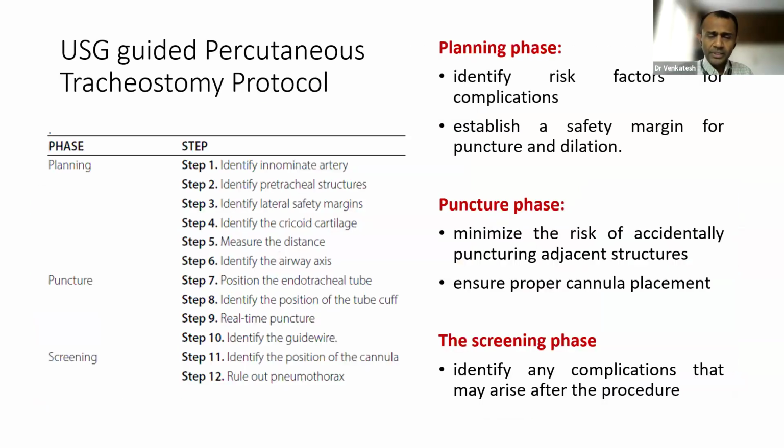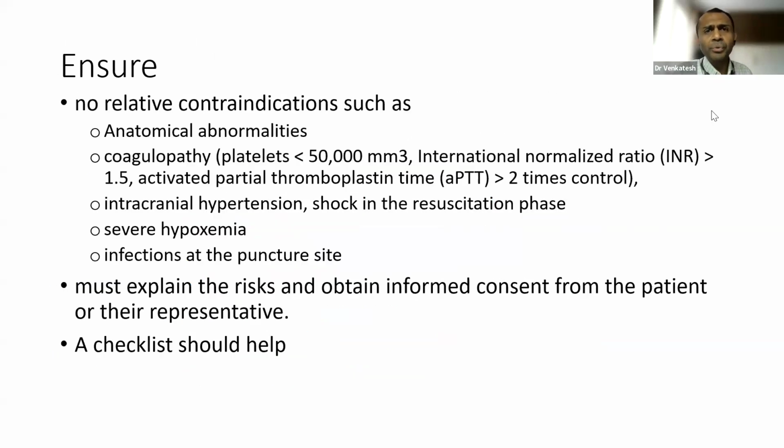The same important phases and 12 steps, which we need not learn by heart if we are practicing it, but it becomes very easy if we can remember these steps. The planning phase is essentially to identify the risk factors for complications and try to establish a safety margin. We will see how to do those things. Then the puncture phase, where you minimize injury to the adjacent structures and ensure proper cannula placement. In the screening phase, you identify any complications that may arise after the procedure. We will go through each step in a little bit of detail. Before this, we should ensure there is no relative contraindication such as anatomical abnormalities or coagulopathy.